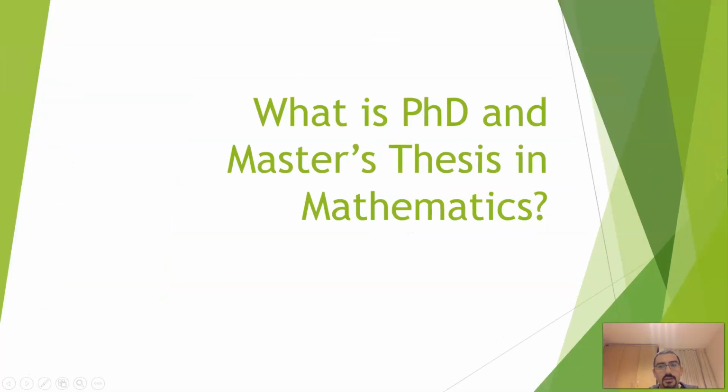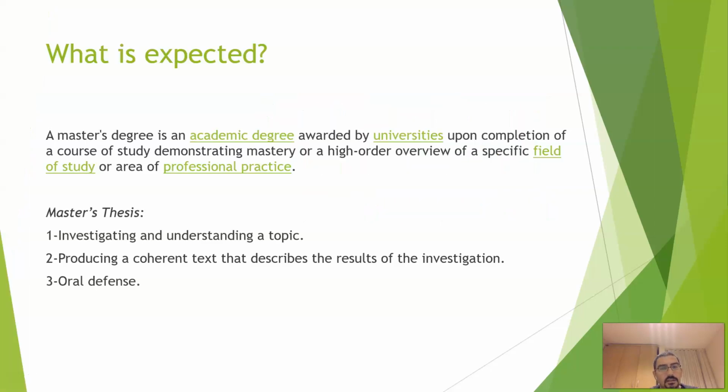Okay, so the title is What is a PhD and master thesis in mathematics? So let's start with the textbook definition. First of all, we will talk about master thesis. A master degree is an academic degree awarded by universities upon completion of a course of study demonstrating mastery or a high-order overview of a specific field of study or area of professional practice. All right, that's the formal definition.